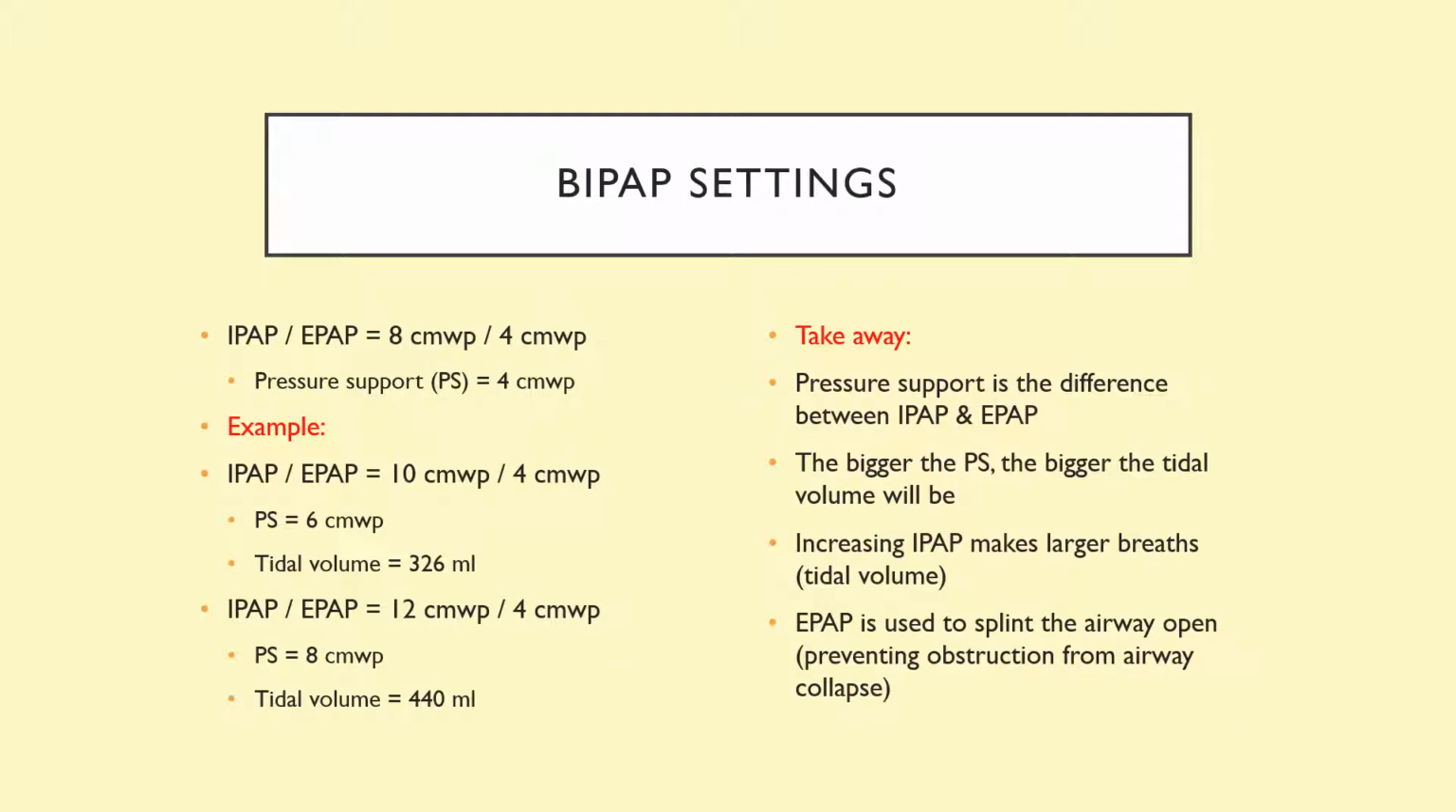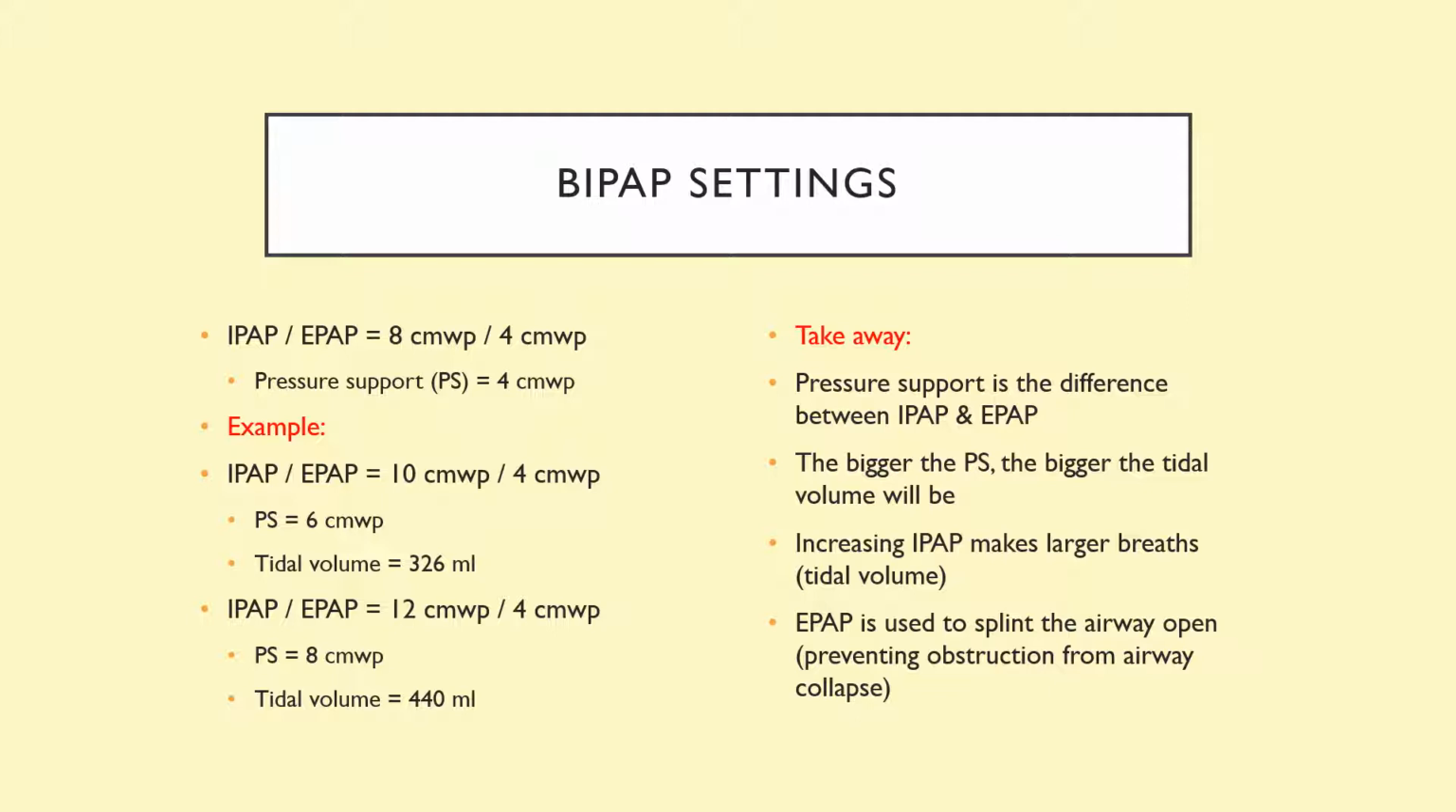BiPAP settings, again, we're going to set an IPAP and an EPAP. Minimum starting pressure for BiPAP is 8 for IPAP and 4 for EPAP. So the minimum pressure support you can ever use with BiPAP is 4 centimeters of water pressure. So let's take a look at an example. Let's say we have our patient on 10/4, so 10 is the IPAP, 4 is the EPAP. This means their pressure support is 6 centimeters of water pressure.